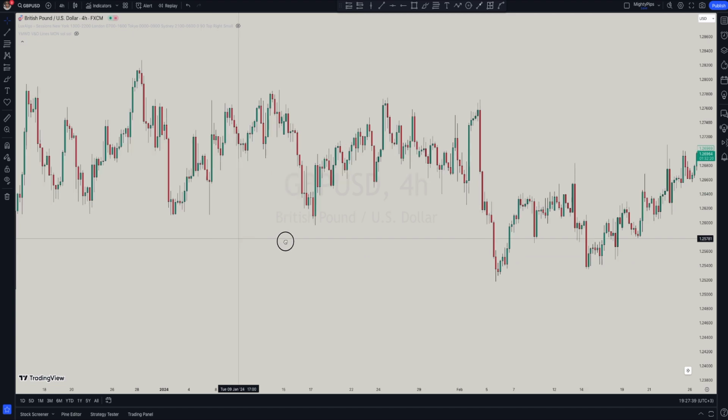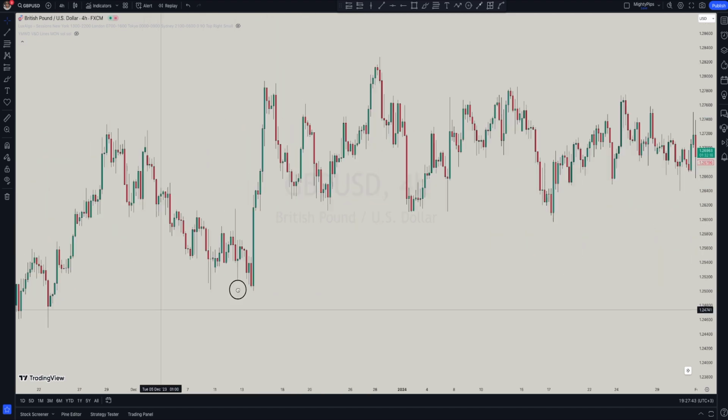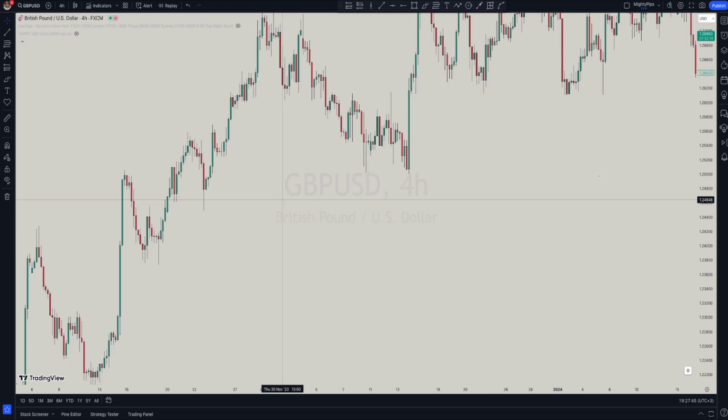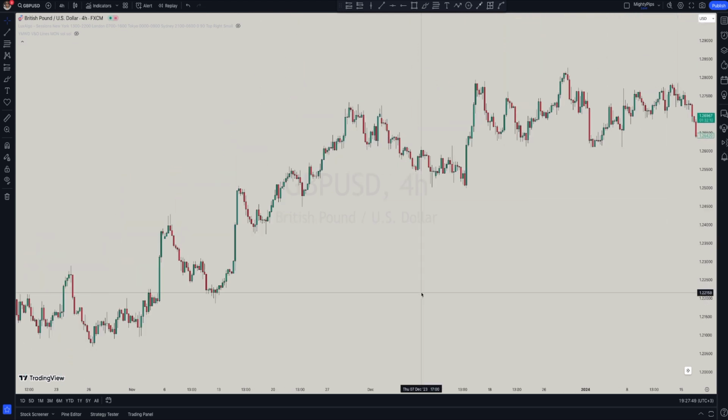In this strategy, what you want to do is look for a trend. The market should be creating a trend, higher highs, higher lows, higher highs, higher lows. Here we have a trend forming, like you can see, higher highs, higher lows, higher highs, higher lows.